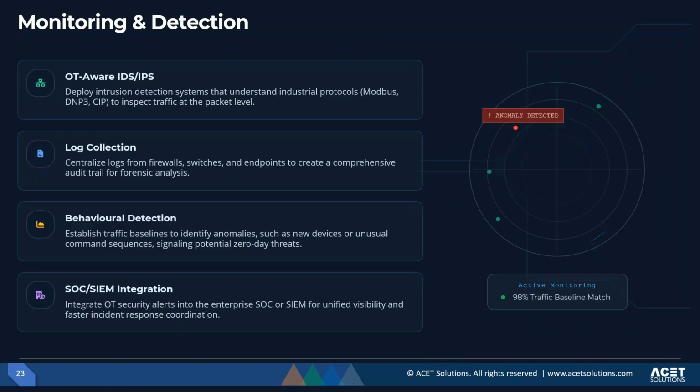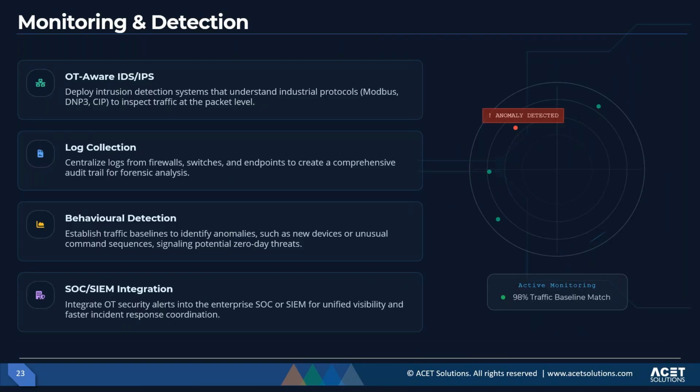Effective monitoring also requires comprehensive log collection across the ICS environment. These logs must be normalized and retained in a centralized system where the security team can perform analysis. Behavioral detection adds another layer of defense by identifying deviations from the established baseline of normal OT activity. Finally, integrating all monitoring feeds into a centralized SOC or SIEM platform provides unified visibility across the environment.